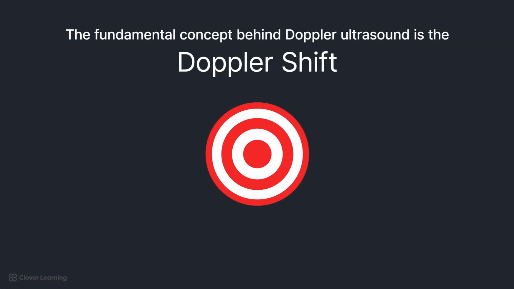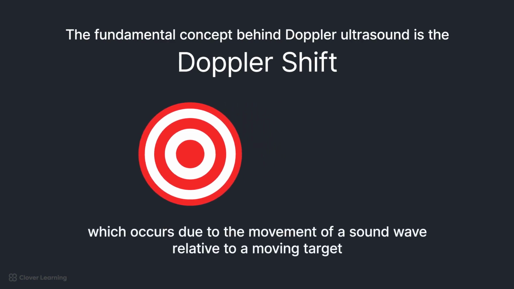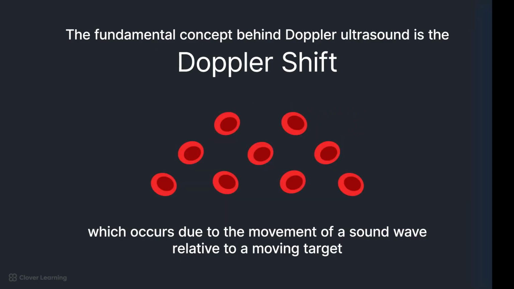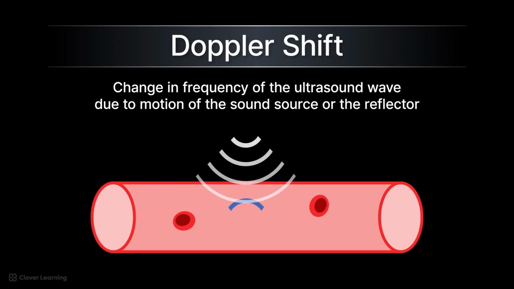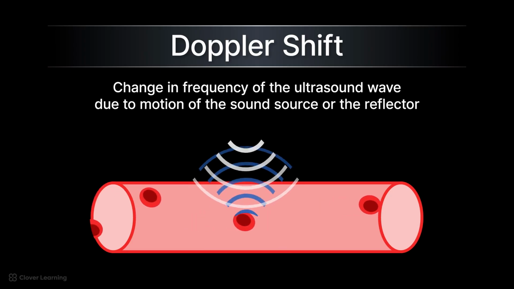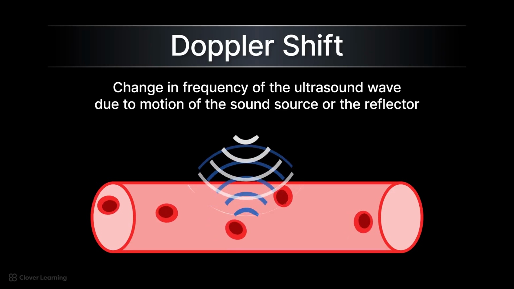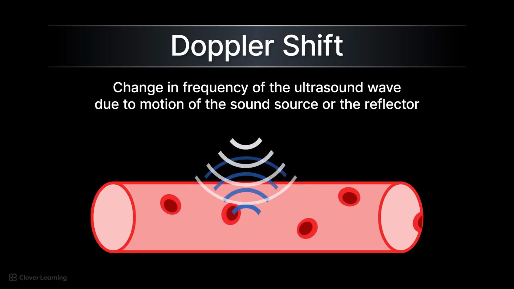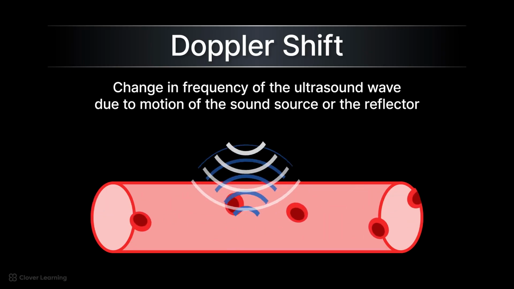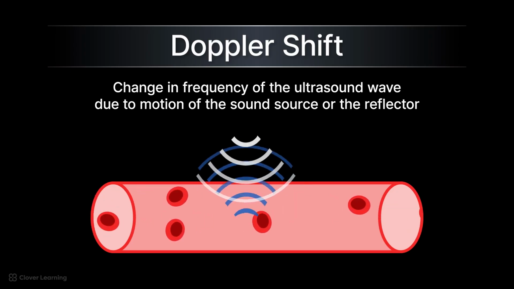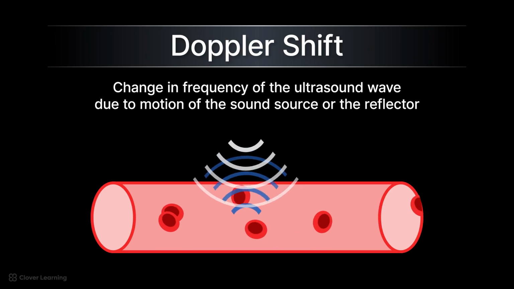The fundamental concept behind Doppler ultrasound is the Doppler shift, which occurs due to the movement of a sound wave relative to a moving target, such as red blood cells. The Doppler shift is the change in frequency of the ultrasound wave due to motion of the sound source or the reflector. This shift occurs when the transmitted sound wave interacts with a moving structure, in this case moving red blood cells, causing an increase in frequency when the reflector moves toward the transducer and a decrease when it moves away.